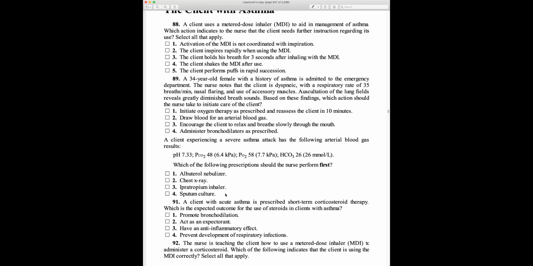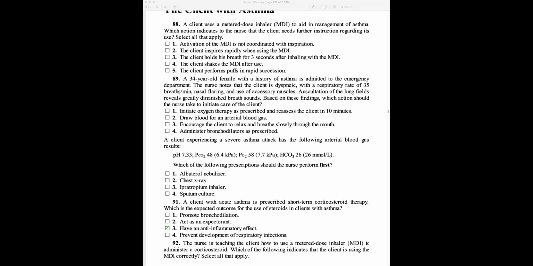All right. So only one person got 91 correct. The correct answer for 91 is 3. A client with acute asthma is prescribed short-term corticosteroid therapy. What is the expected outcome for the use of steroids in clients with asthma?